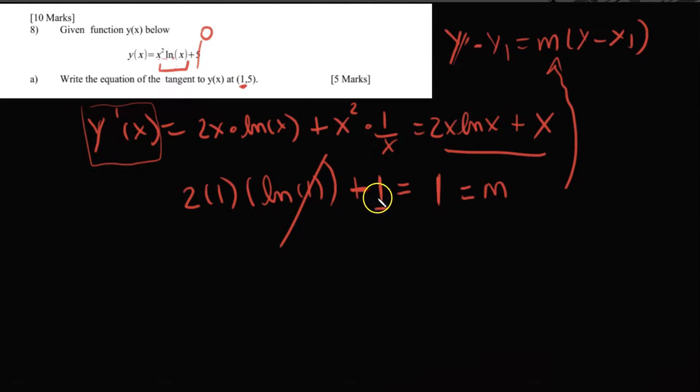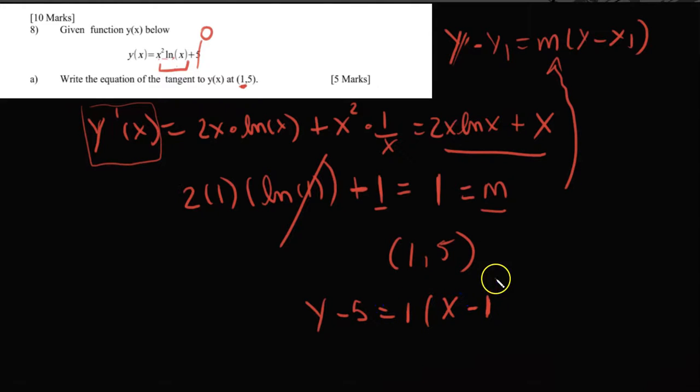So now we have all the necessary things to fill out this formula. We have our coordinate, x value, y value, and our m. So our equation would be y minus 5 equals 1 times (x minus 1). And just bringing over the 5, our equation of the tangent is that. In other words, y equals x plus 4.